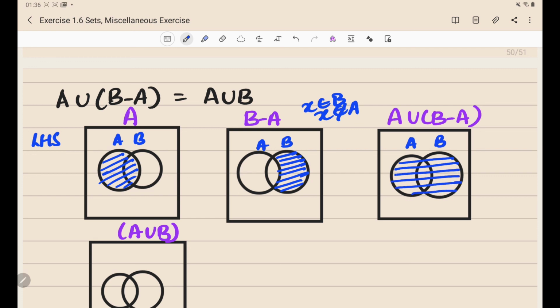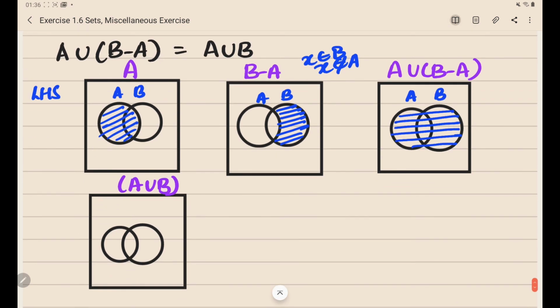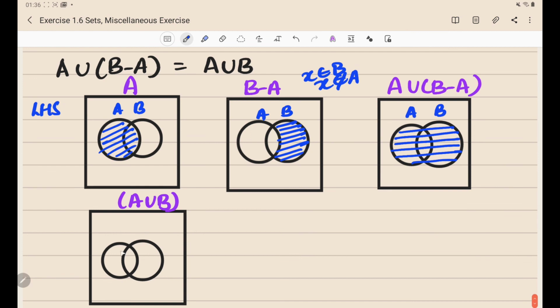I hope it's clear. And the RHS portion is what again? A union B, that is both the sets A and B. So now compare both your answers. You can see that both of these are equal, and hence you have proved this statement using Venn diagrams.